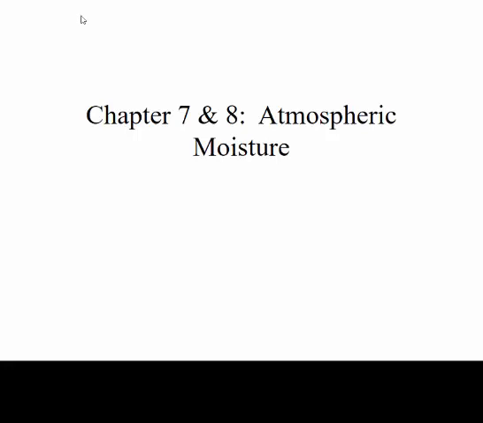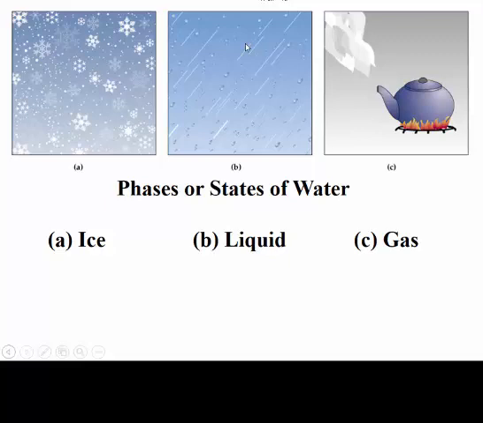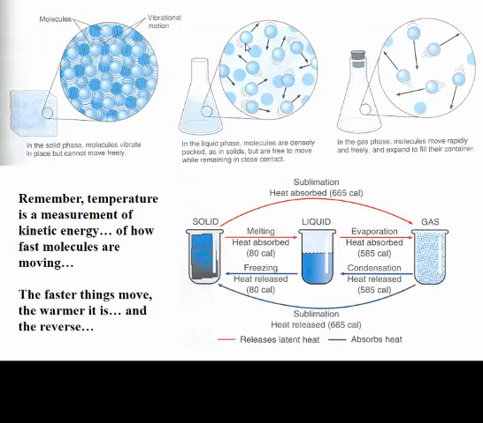Hi, in this chapter we're going to cover atmospheric moisture and weather. This is chapter 7 and 8 according to my book. So there's three different phases or states of water. We've got ice when it's solid, liquid when it's a liquid, and gas, or the term sometimes used, vapor.